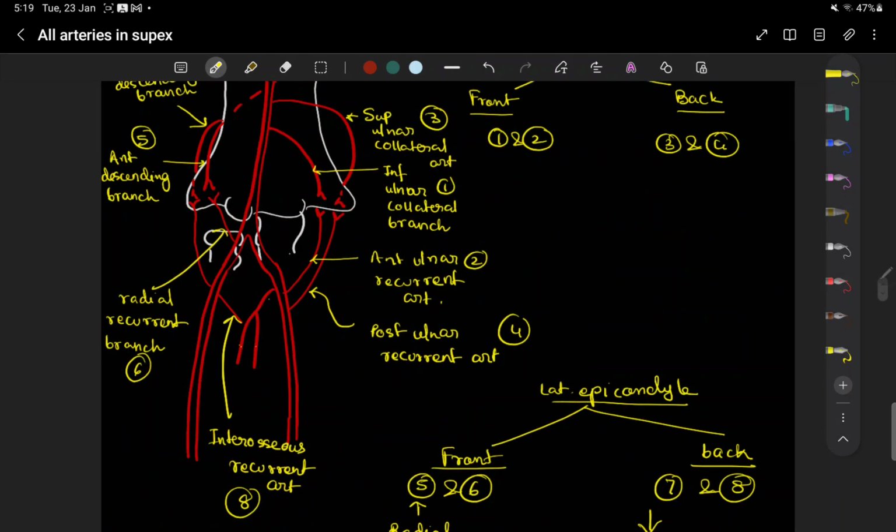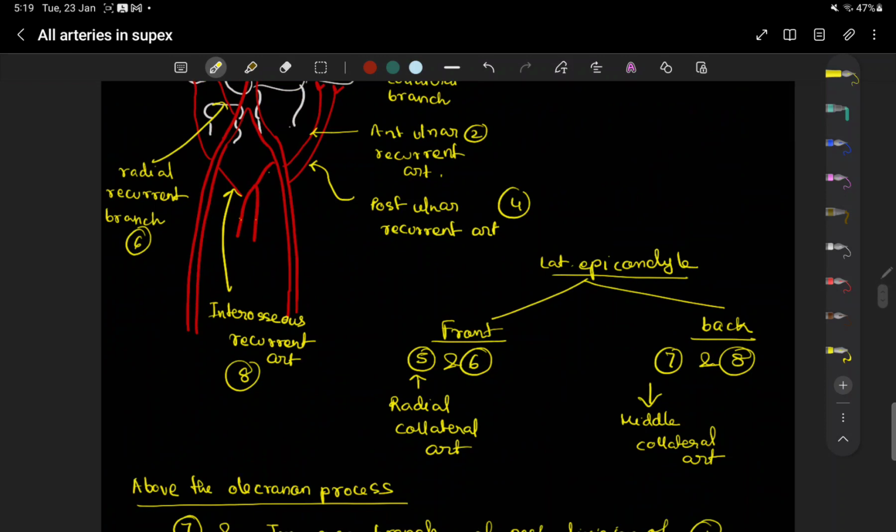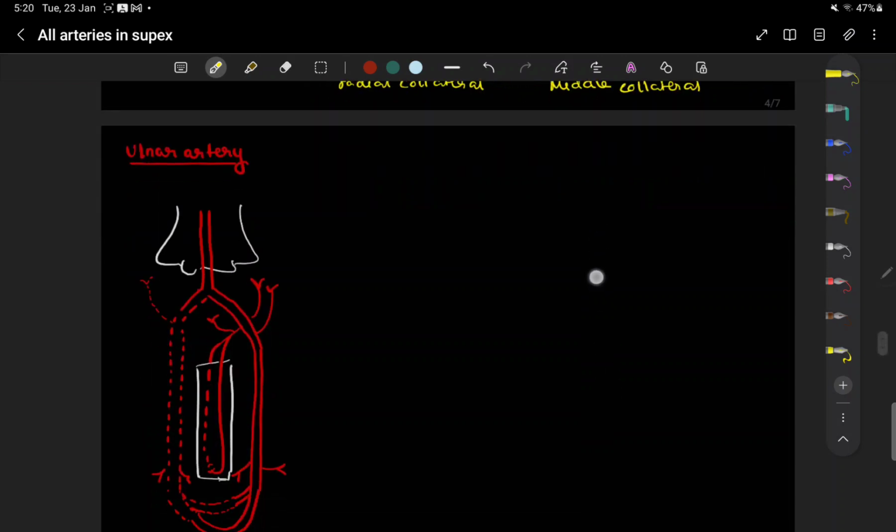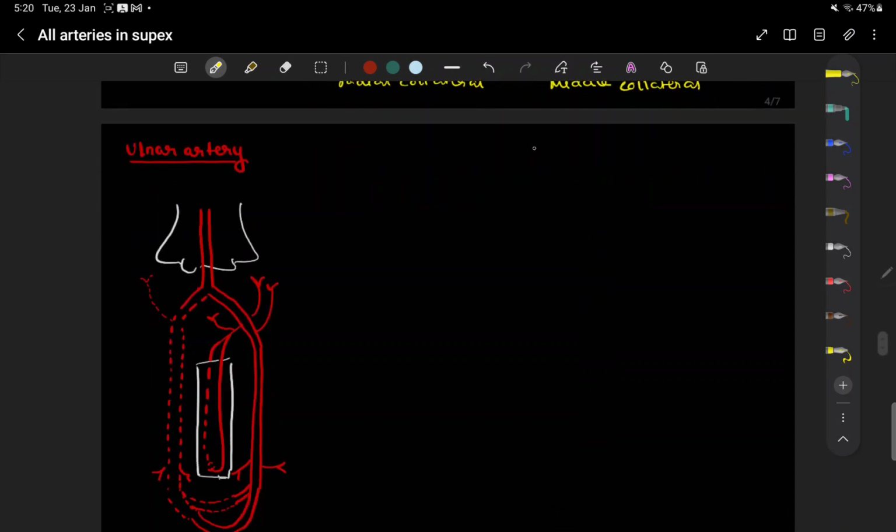So we have done the profunda brachii artery relations, the course as well as the branches. Relations are not that important, it's not majorly asked. Next one is the ulnar artery. For the ulnar artery, first let's start with the course.